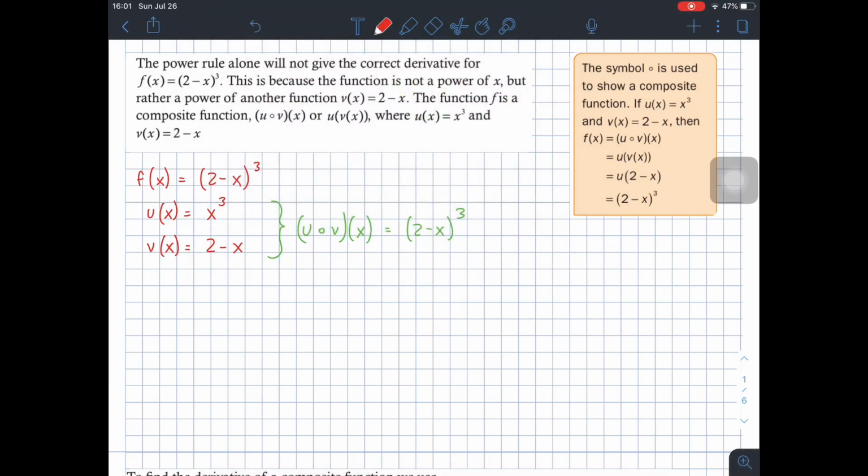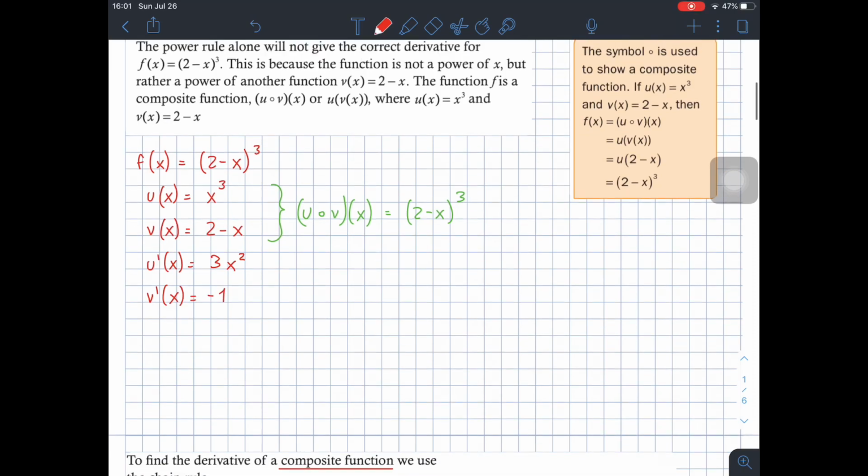I'm going to write the derivatives of each function. So u prime of x, the derivative of u, is 3x squared, right? And the derivative of v, which is 2 minus x, would be 0 minus 1, right? So negative 1 is the derivative of v. So the derivative of function f is the following.